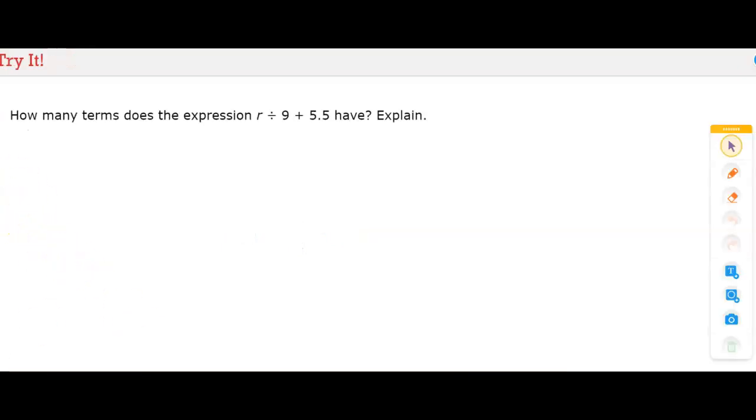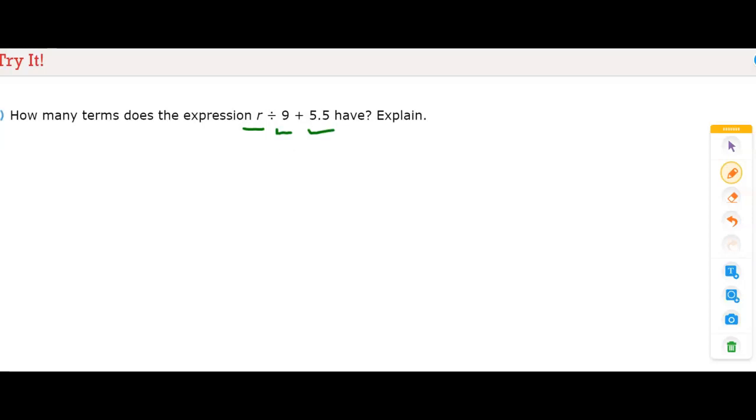How many terms does the expression r divided by 9 plus 5 and 5/10 have? Explain. This expression, as based on the example, has, let's see, we have r, we have 9, and we have 5 and 5/10. Those are 3 different terms.